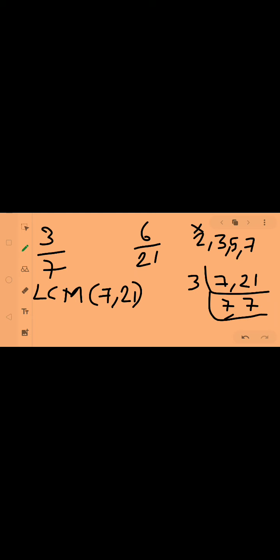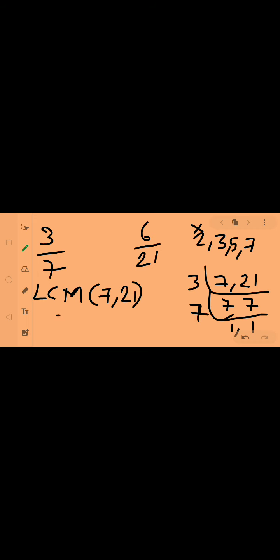Next, 7 is not divisible by 3, and it is not divisible by 5. 3 and 5 are over. Next we have 7 itself as the prime number. So we take 7, 7 in 7, 1 time, again 7, 1 time. Until we get the dividend part as 1, 1, we keep dividing it using the prime factors. So we get the LCM.